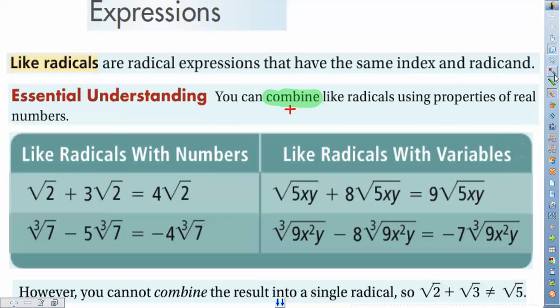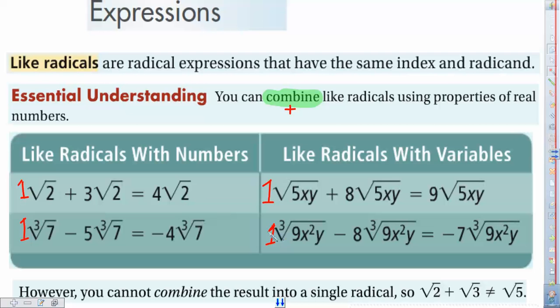So I'm really taking 1 square root of 2 and adding 3 more square roots of 2 for a total of 4 square roots of 2. I have 1 cube root of 7 minus 5 cube roots of 7, which will give me a total of negative 4 cube roots of 7. We are just combining like terms. I have 1 of these square roots of 5xy, I'm adding 8 more of that exact same radical, so now I have a total of 9 of them. And then I have, hey, look, 1 again.